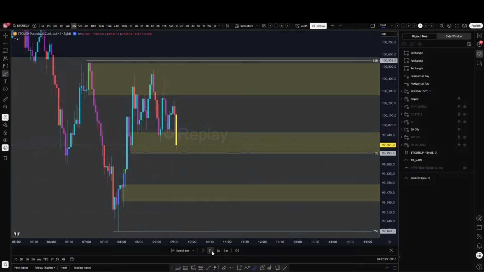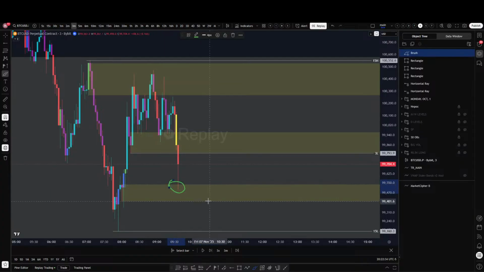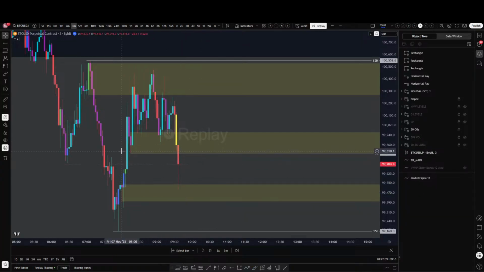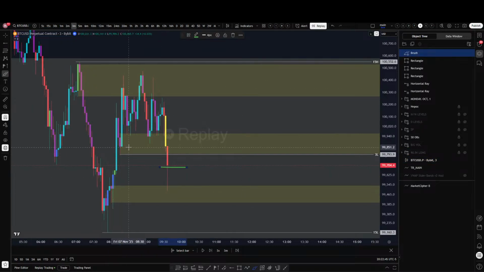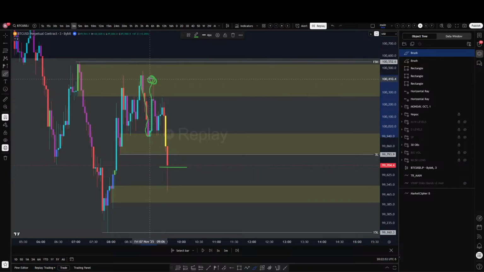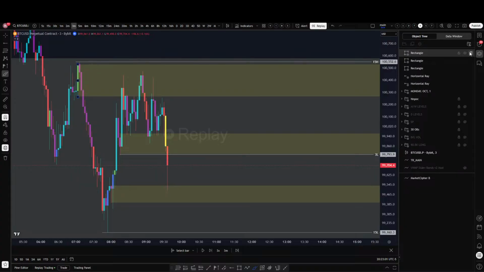As soon as we break here, I was hesitating. You see what happened? You get a nice touch, you close. I was hesitating a little bit because I know this closed here, so that might be another structure down. You have this lower high, then you're coming down to make a lower low, and then you're going to come back and take the low. So I was hesitating to long in because we broke structure here, but I think we bounced perfectly.